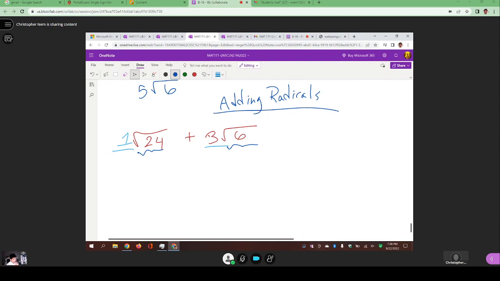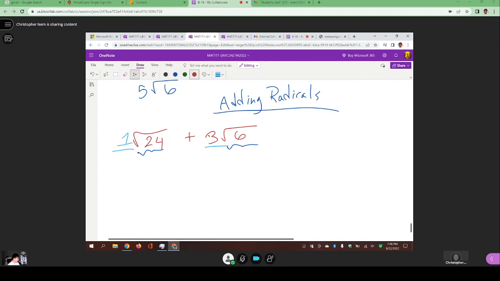However, I will say we can combine them. Even though they're not like terms, we can somehow turn them into like terms so we can combine them. So I'll give you guys a few seconds to think about how you can actually turn this into like terms, even though square root 24 is not square root 6.